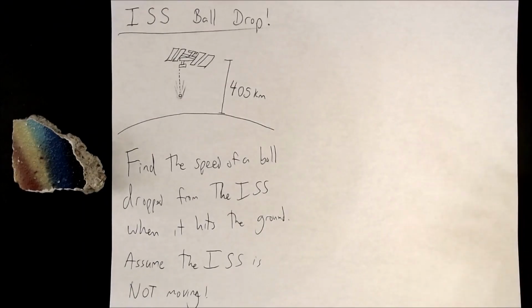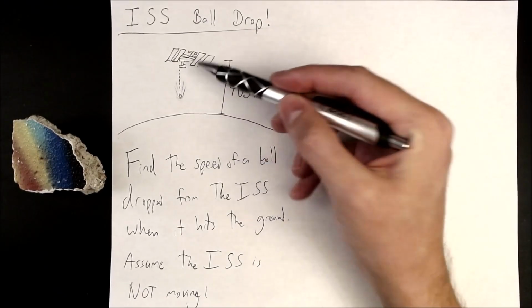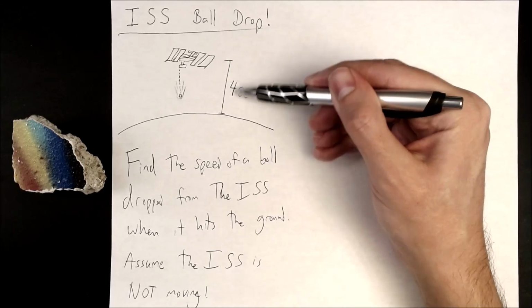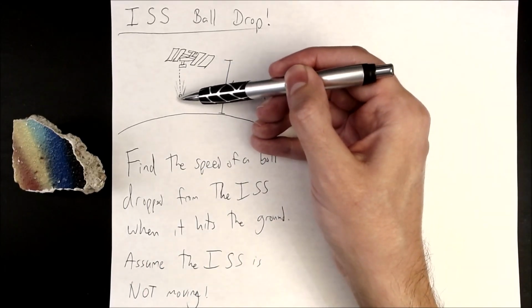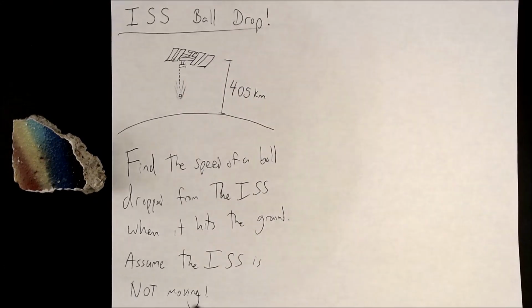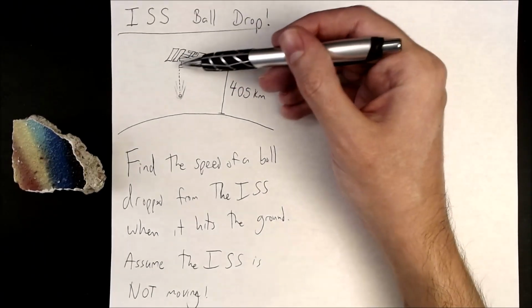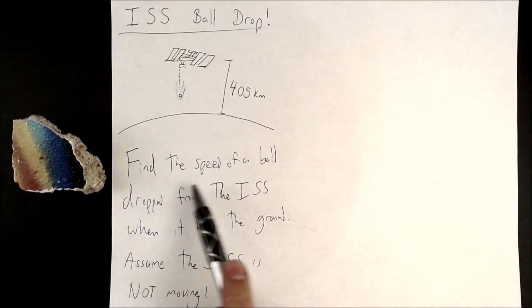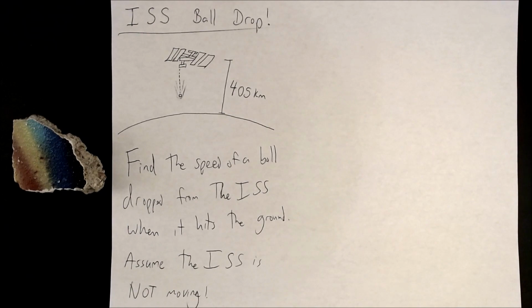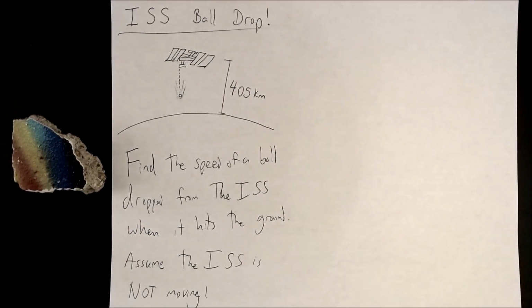Here's a good practice problem for that. Let's say that you are an astronaut on the International Space Station, 405 kilometers above the surface of the Earth. You drop a ball from the space station. Let's assume that the ISS is not moving somehow. This isn't very realistic, but let's just say that the ISS is hovering there somehow, and you drop a ball straight down. I want you to find the speed of that ball dropped from the ISS when it hits the ground 405 kilometers down.